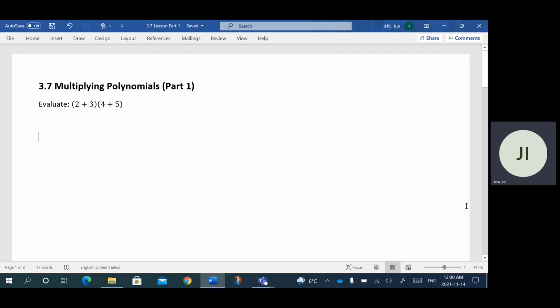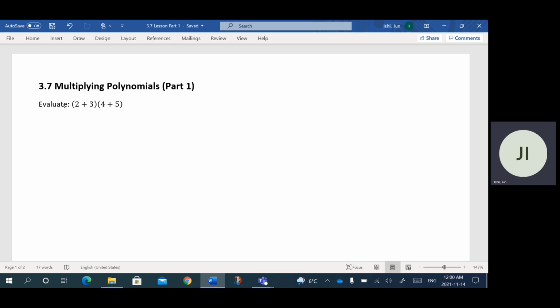All right, so in this lesson, we're going to be looking at multiplying polynomials. I'll explain what polynomials are later on in this lesson. But just to start off, we're going to start with a fairly simple example that we should be able to work out, and then I'm going to show you a trick when it applies to these polynomials.